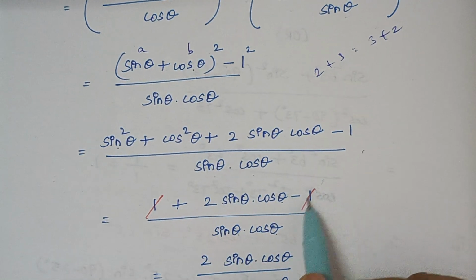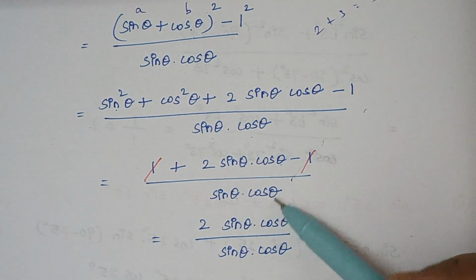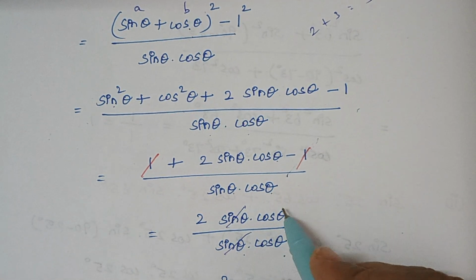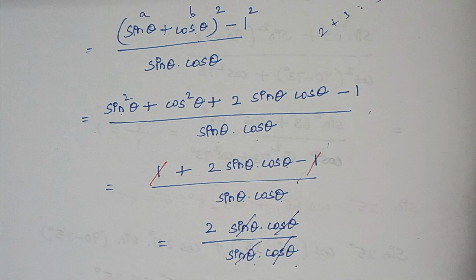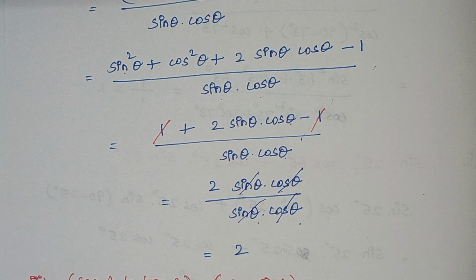Now this plus 1 and minus 1 cancel and finally we are having 2 sin theta cos theta divided by sin theta cos theta. So these terms cancel each other, and here finally our answer is 2. Right. Now we are moving to the third part.